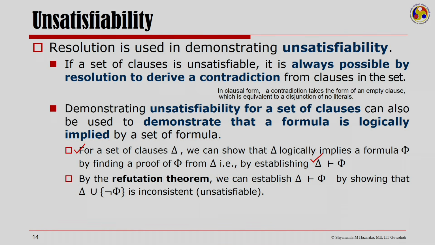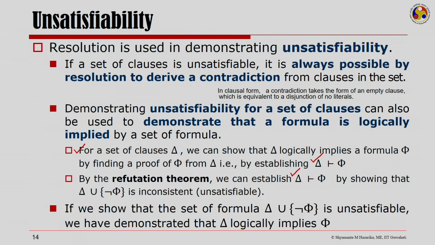Now, by the refutation theorem, we establish that delta derives phi by showing that the union of delta and not phi is inconsistent. So, it is important for us to reflect on what we mean by this statement here. Here we are trying to say that we can establish delta proves phi.